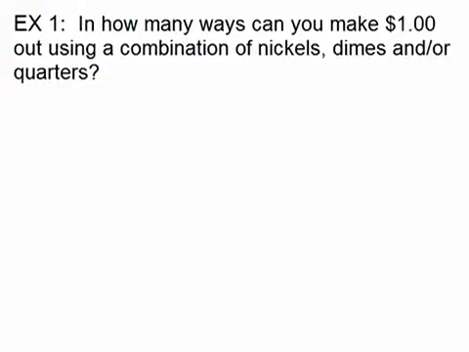In this first example, we're asked in how many ways can we make $1 using a combination of nickels, dimes, and/or quarters. Without actually taking out the coins, making a chart of all combinations would be very helpful for solving this problem. We also need to read the problem carefully and see that we can only use a few types of coins in our combinations. So let's start by making a chart with quarters, dimes, and nickels at the top.